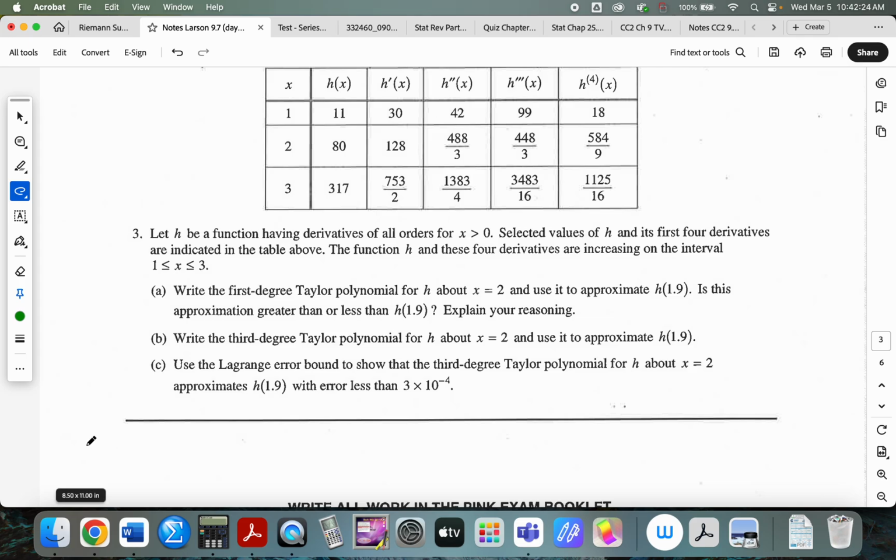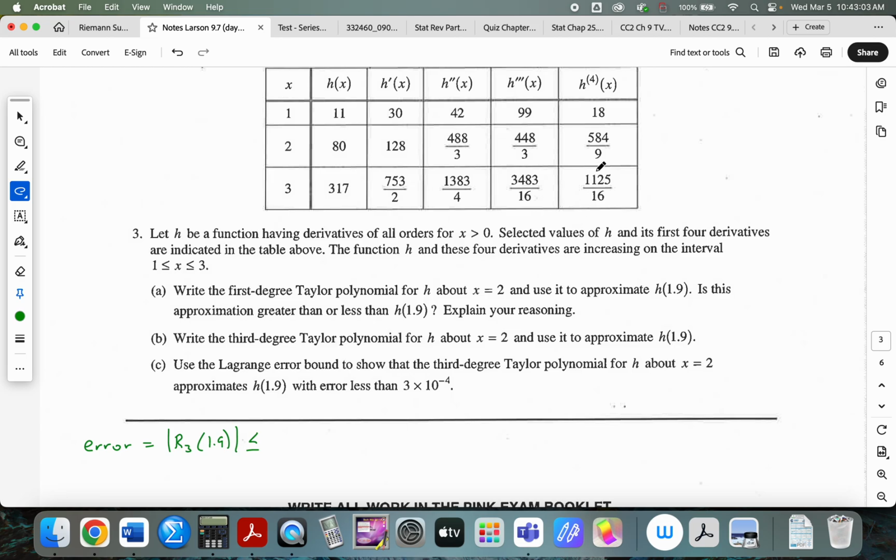All right, so we know that the error is equal to the absolute value of the remainder, and this is a third degree polynomial, so r sub 3 at 1.9, which is going to be less than or equal to, we want the maximum value of the fourth derivative on the interval from 1.9 to 2.